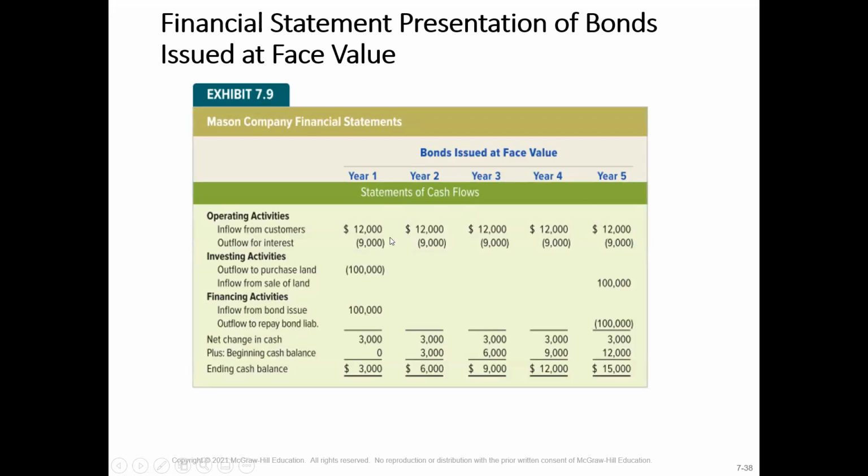So the cash flow, the operating activities, there'd be transactions every year in the form of inflow of rent from customers, an outflow of interest to the bondholders. And our investing activities would have had events twice, and that was in year 1 to purchase the land and in year 5 to sell the land. And same with the financing activities. We would have cash inflow in year 1 when the notes were issued, and cash outflow in year 5 where the bonds were paid.